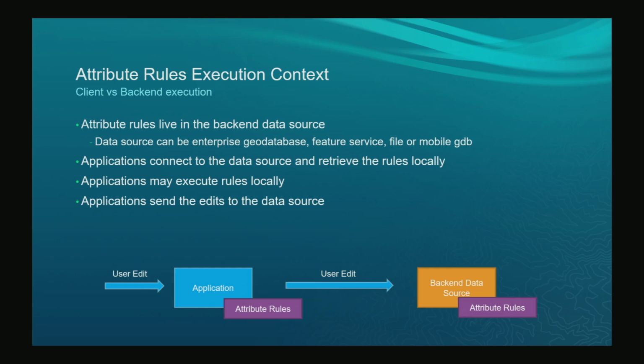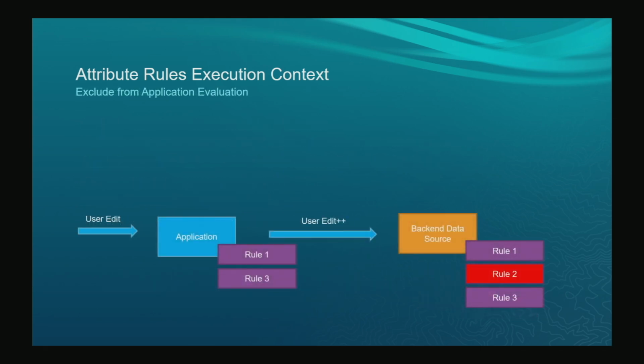So let's take an example. One thing to mention is that rules can be excluded from application evaluation. You can say, I don't want this rule to execute on the application at all. This rule has no business executing on the application, for certain reasons, or sometimes the application doesn't know what to do with them.